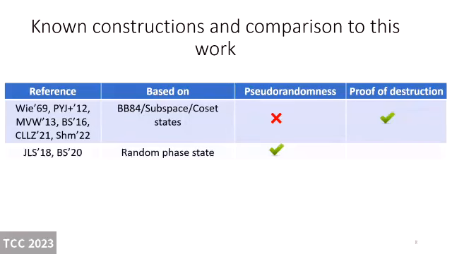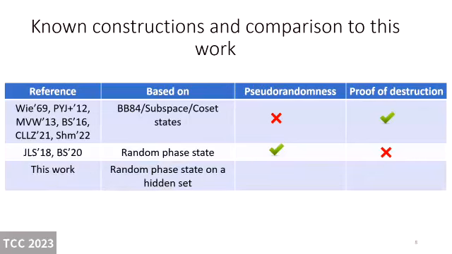On the other hand, we have these constructions of pseudo-random states based on random phases. So they do achieve pseudo-randomness by design, but unfortunately, for these constructions, we don't know how to achieve proof of destruction, essentially because of the same reason, that we don't have enough structure there to work with. So in this work, we managed to meet in the middle, and by modifying this random phase state construction, achieve both pseudo-randomness and proof of destruction.